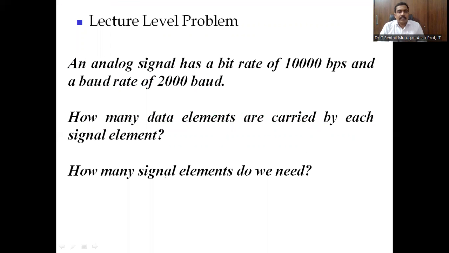Here is a lecture level problem. An analog signal has a bit rate of 10,000 bits per second and a baud rate of 2000 baud. How many data elements are carried by each signal element? How many signal elements do we need? You just work it out for this problem and come for discussion in the class.